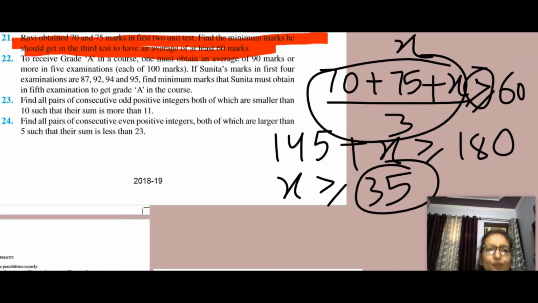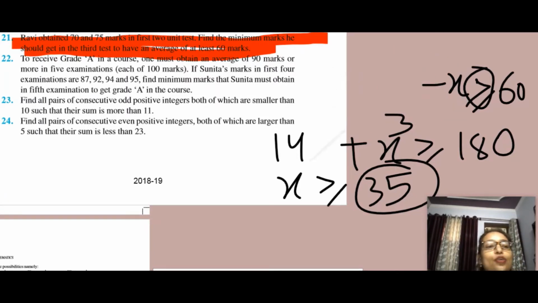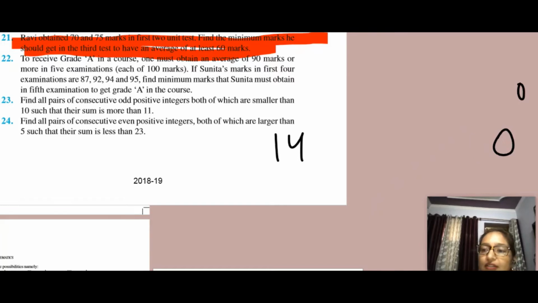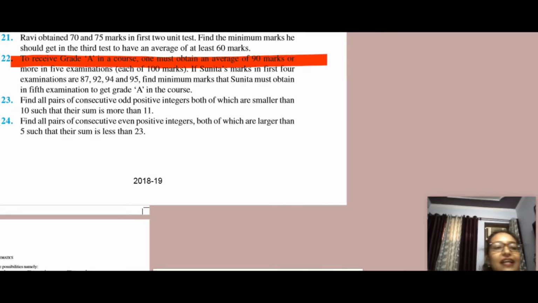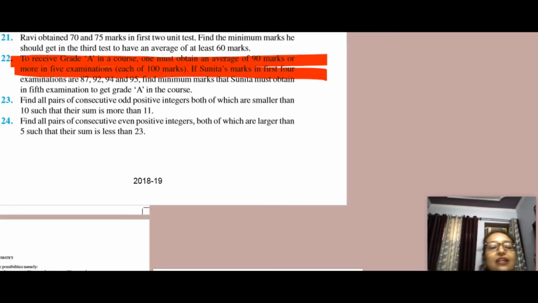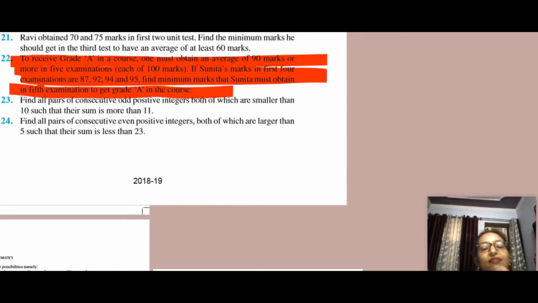So let's quickly move on to the next question. The next question says, to receive an A grade, one must score an average of 90 marks. So let's highlight the question over here. So the average is 90 marks of 5 subjects. The marks in 4 subjects are given. So we have to find the marks obtained in the fifth examination, right? So exactly on the same lines, with the difference that here we have 5 subjects instead of 3. So if we find the average, the sum will be divided by 5.